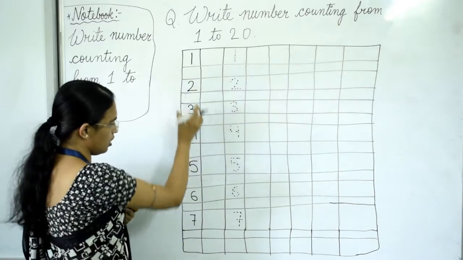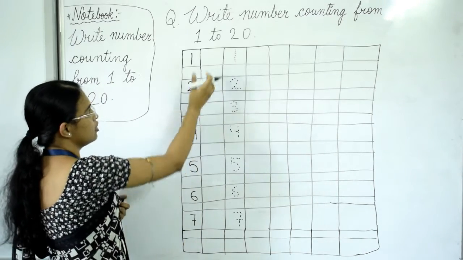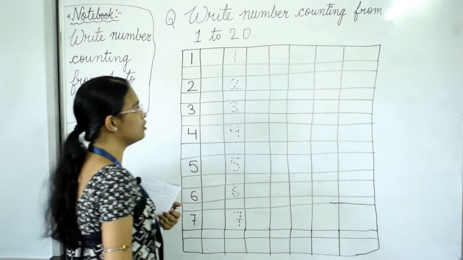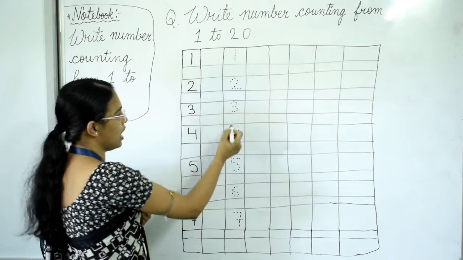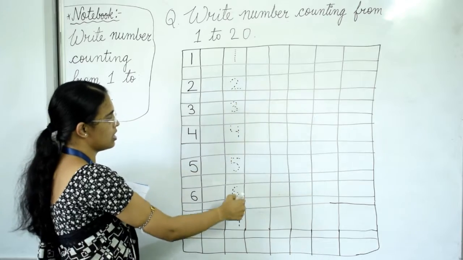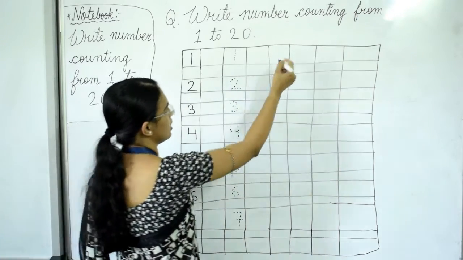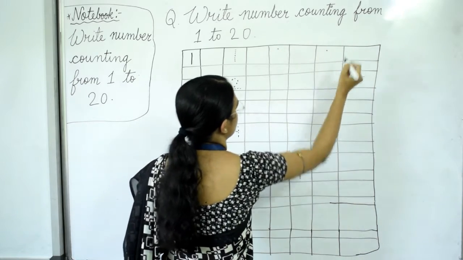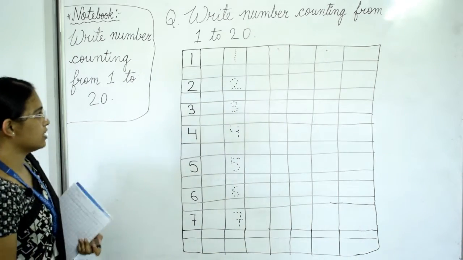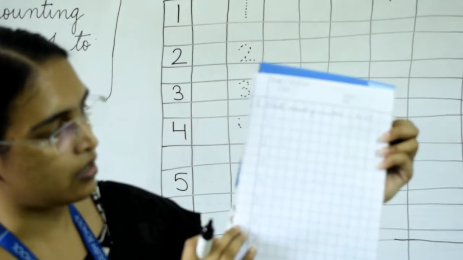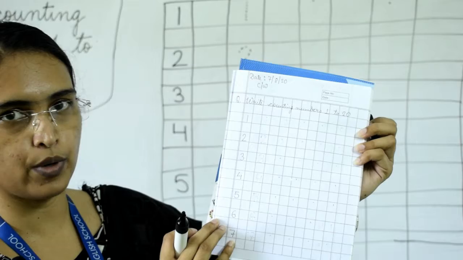And after completing this line, you have to leave a line. Then in the third line you have to start writing, and in the third line you have to trace. After tracing this number, again you have to leave this line. Then from here you have to write it by yourself like this in the copy. Look at this copy. In this way you have to write.